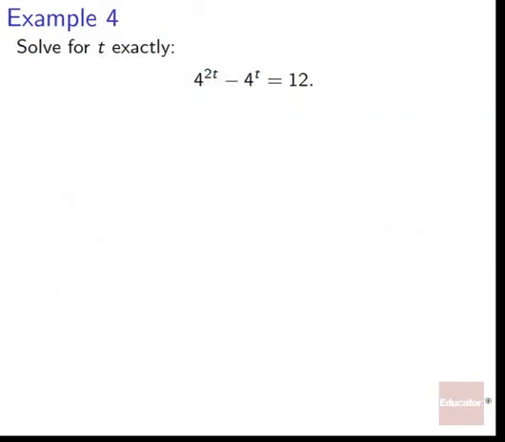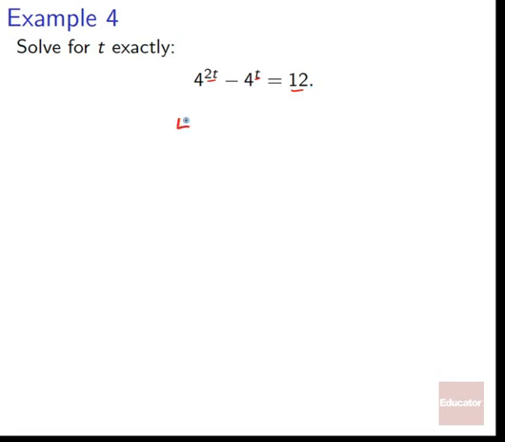Fourth example, solve for t exactly. So we're back to solving for t exactly. We can't really use these numerical methods that we've been working out with a calculator, so we need to figure out something clever here. The problem here is we've got 2t and t. It's not just the same thing happening up there. And then we've also got this confusion from the 12, right? If the 12 weren't there, we could just move them over and we could use the one-to-one property. But we've got this problem where we've got this 4 to the 2t minus 4 to the t equals 12.